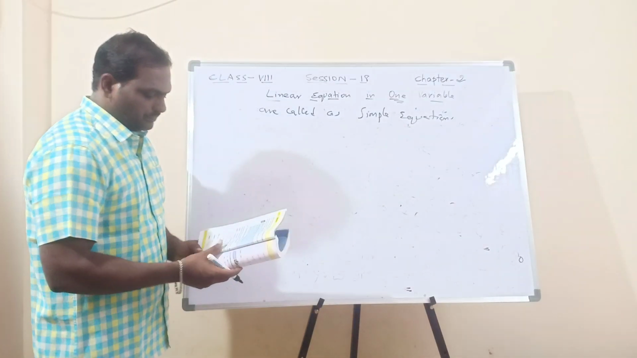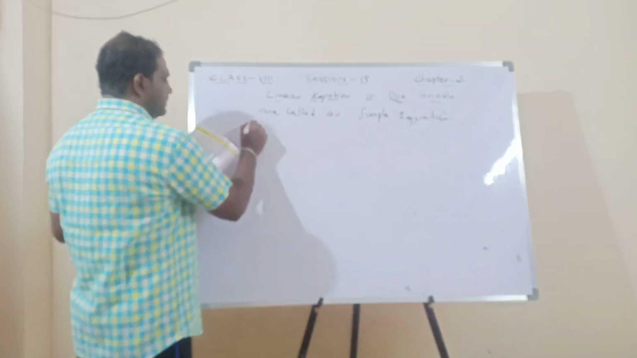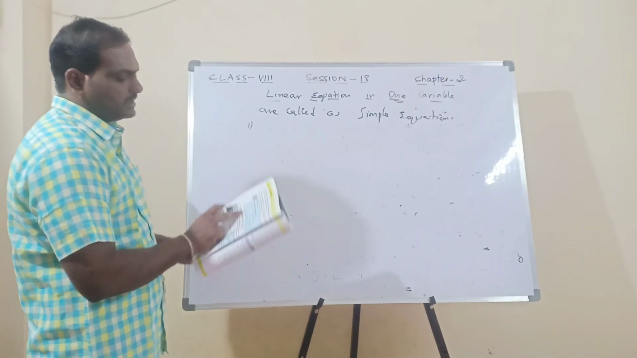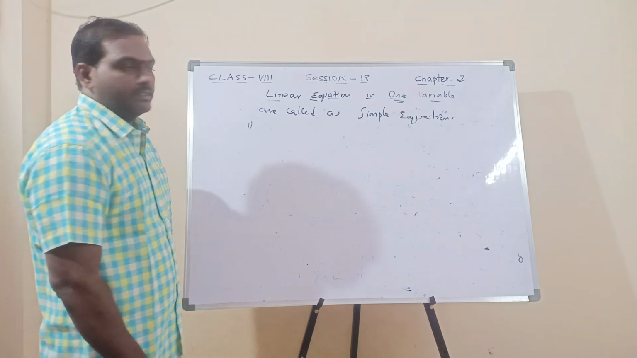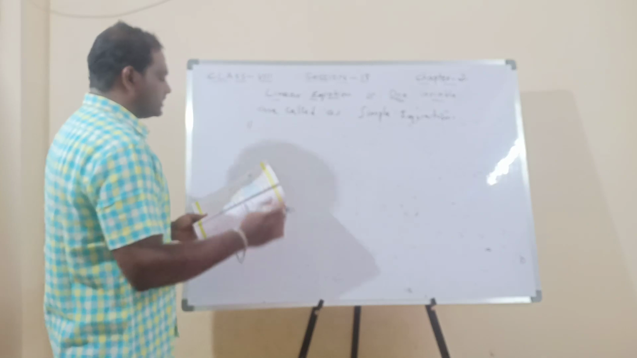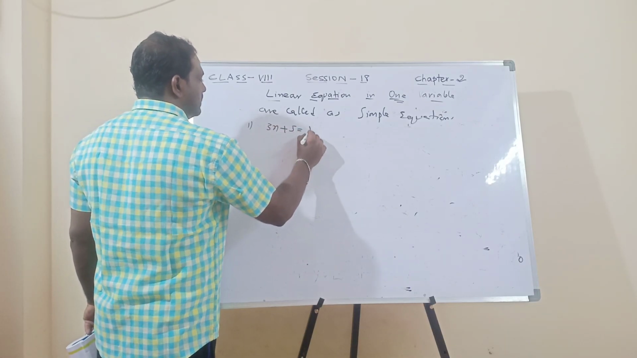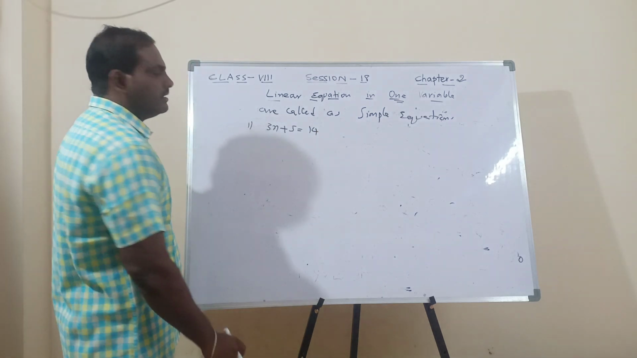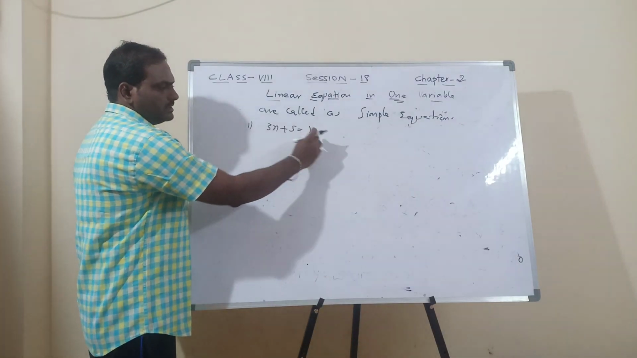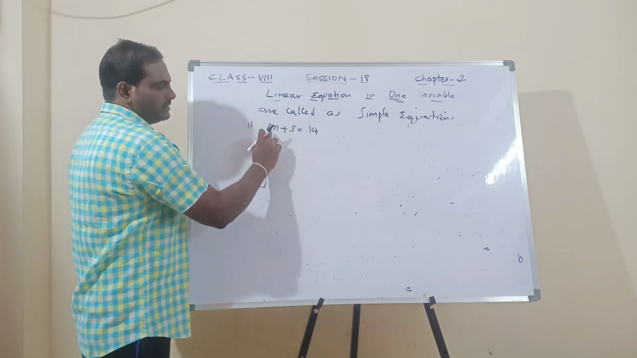Now here some questions are given. Let us try to answer them. The question is, which of the following are simple equations? That means we have to tell whether it is a linear equation in one variable or not. The first question, 3x plus 5 is equal to 14. First of all, it's an equation, with an equals sign, right hand side and left hand side. And its power is 1 and it has one variable.